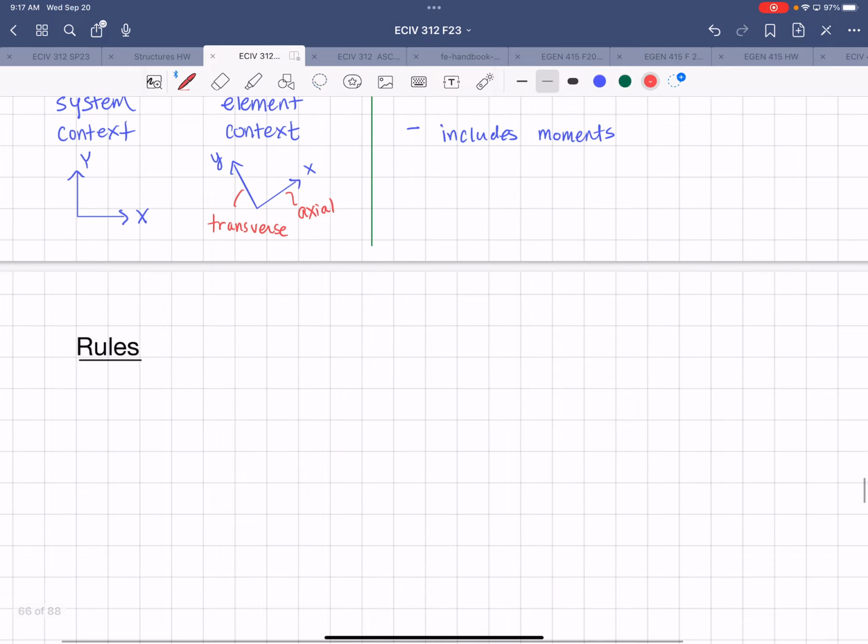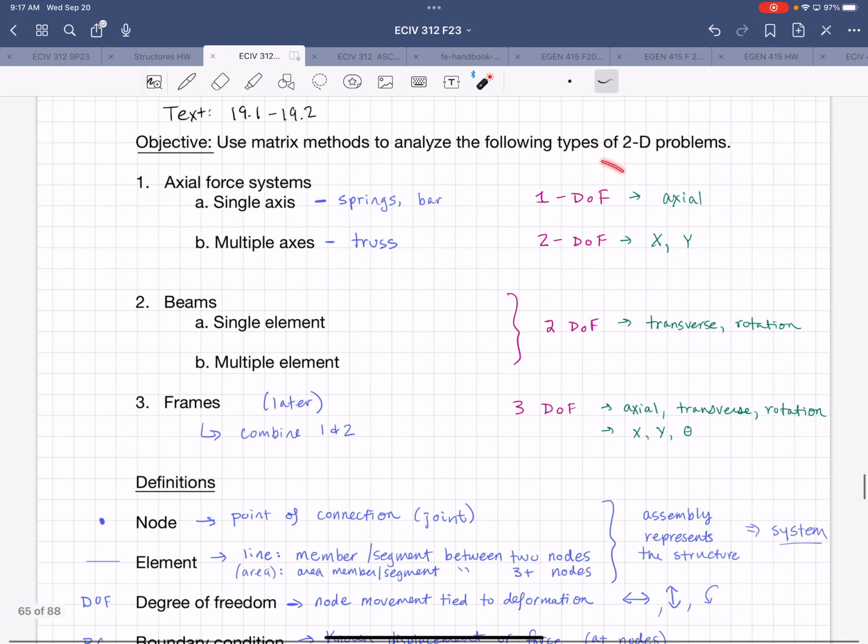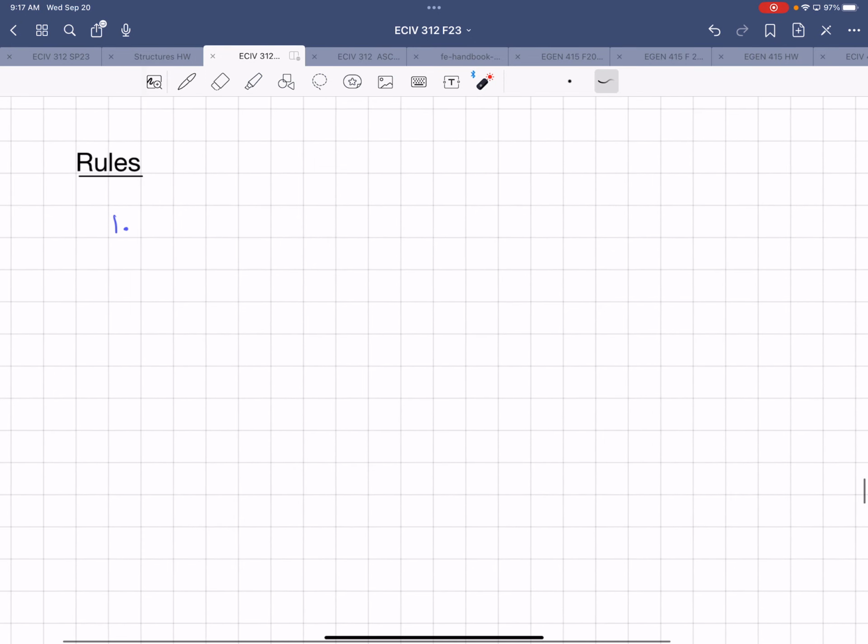All right, so now we're going to go through the rules. There are 7 of them. So first rule, and these apply to all types of problems that we'll address in this class. The number and type of degrees of freedom will depend on the type of system. We already talked about that up here, where we outlined how many degrees of freedom there are for each of these systems. So that's just restating what we already talked about.